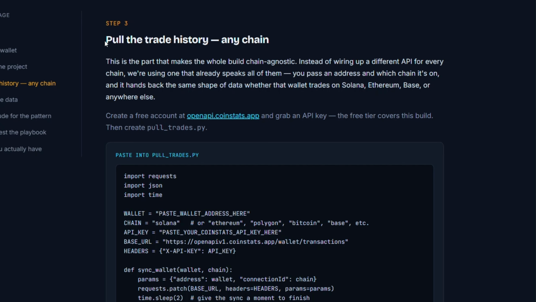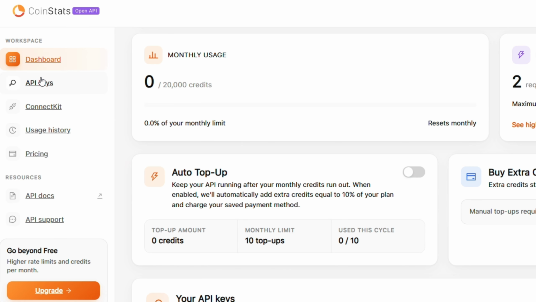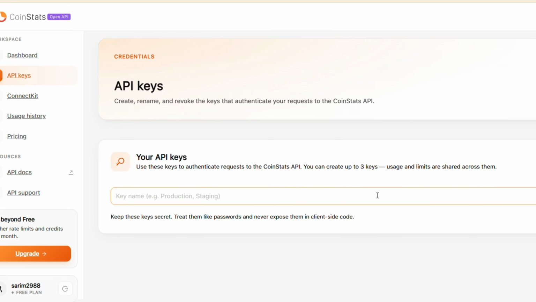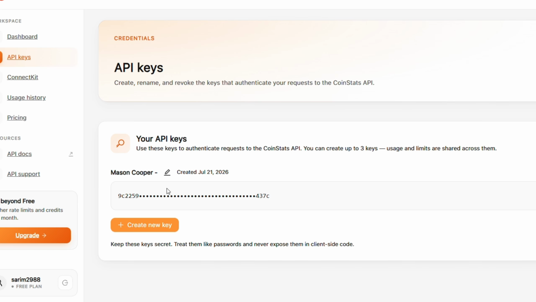Step 3 is where we actually go get the data, and this is the part that makes the whole build chain agnostic. Instead of wiring up a different data source for every single chain, we're using one API that already speaks every chain's language. You give it the wallet address and which chain it's on, and it comes back with the same shape of data whether that wallet trades on Solana, Ethereum, Base, or anywhere else.